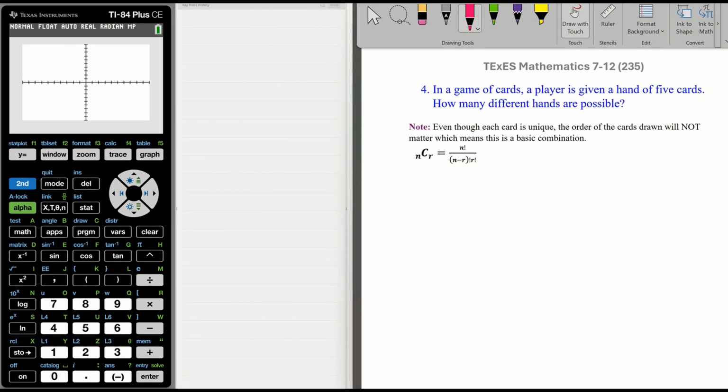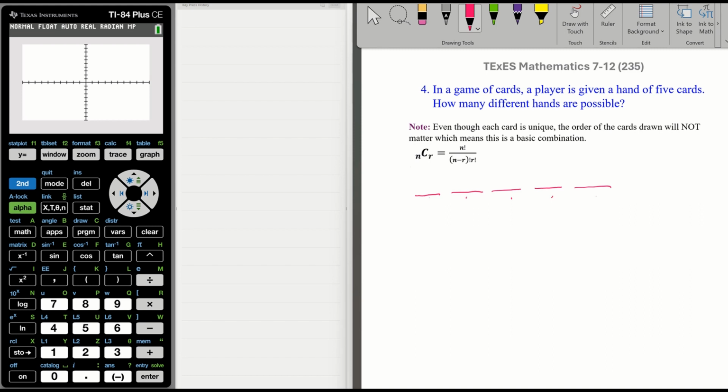Number 4. In a game of cards, a player is given a hand of 5 cards. How many different hands are possible? In this situation, it's going to be different from number 3, the last question, because we're not asking for the entire sample space. We're asking for 5 cards in a hand. So what we really want is a combination of 5 cards. In these 5 empty spaces, how many different combinations can we create?